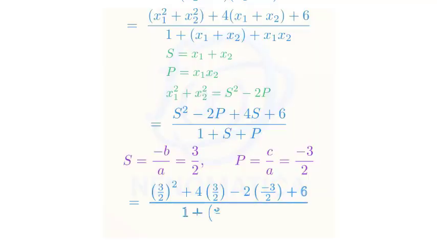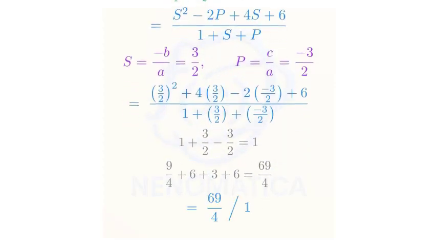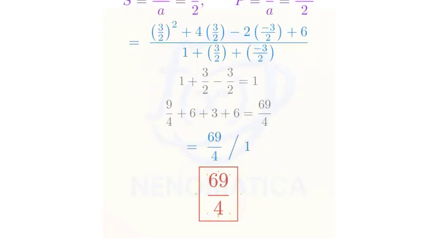Step 6. Substitute s and p into the fraction we obtained. Step 7. Simplify. The denominator becomes 1 because plus 3 halves and minus 3 halves cancel. The numerator is 9/4 plus 6 plus 3 plus 6, which totals 69/4. Therefore, the value of the original expression is 69 over 4.